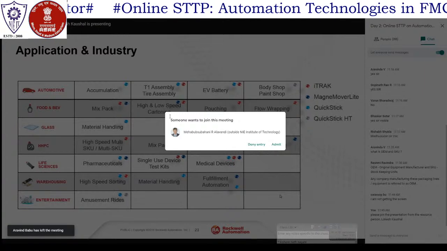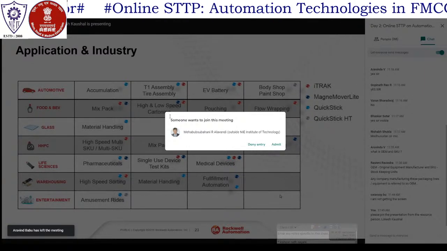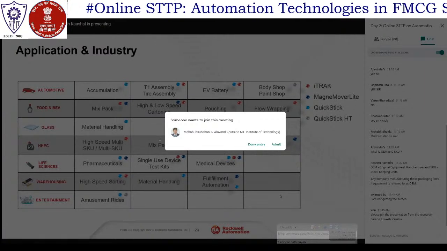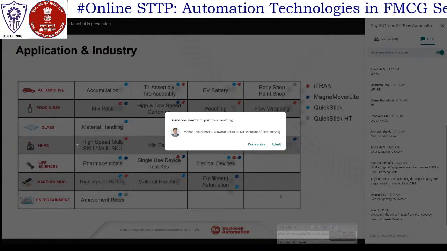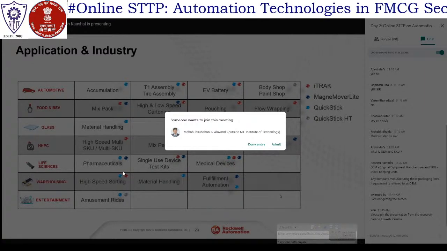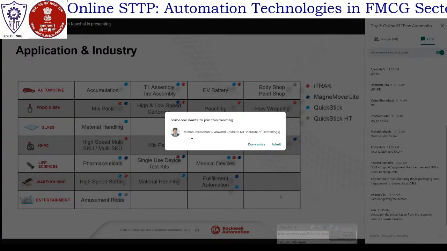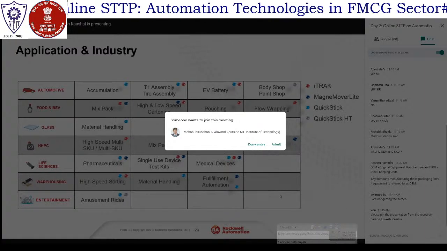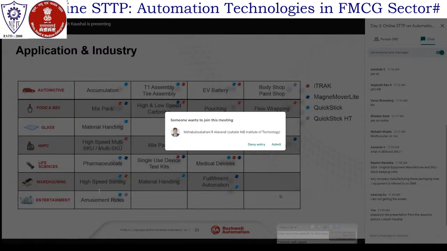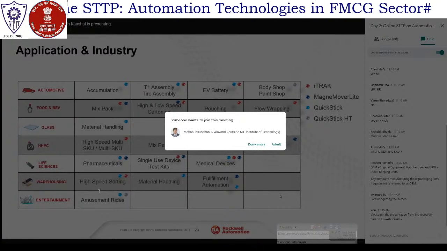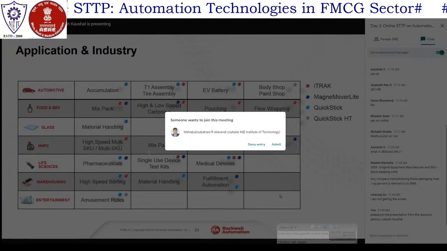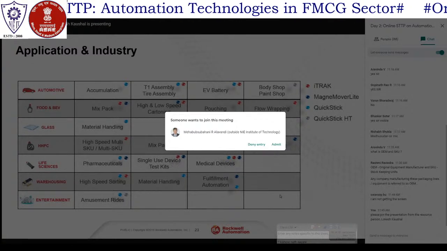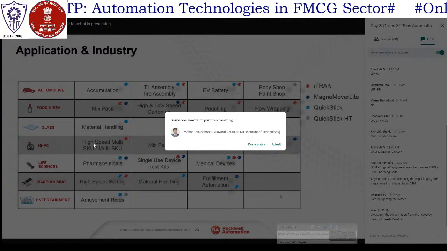And as you are increasing the load, those accelerations become lower. With Quick Stick, you can handle loads up to 100 kg. And with Quick Stick HT, you can handle loads in multiples of thousands of kgs. So that is wherein the key difference lies. And in order to generate that required amount of thrust, Magni Mover Light is a light duty product and it has air core motors, whereas Quick Stick and Quick Stick HT are iron core motors. Okay, thank you, sir.